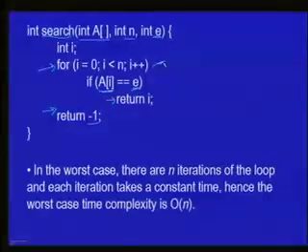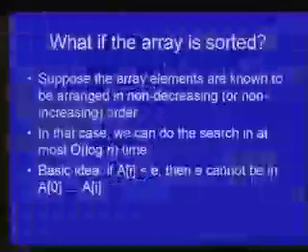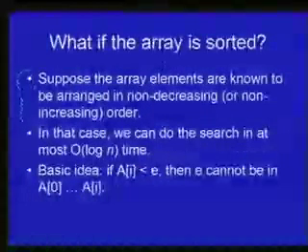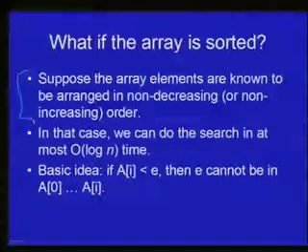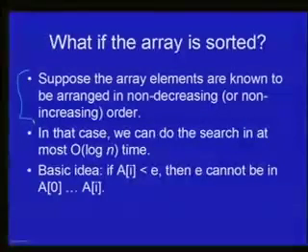So the question is, can we do better than order n for searching? And the answer is no, if there is nothing known about the elements of the array, because in the worst case we do need to look at all elements of the array at least once. So therefore we must do effort proportional to n. But if we know something about the array elements, then we can do better. Suppose the array is sorted, that is the array elements are known to be arranged in non-decreasing or non-increasing order. That happens in many situations, that the array is already arranged in a certain fashion, and then we can actually do the search in at most order log n time.